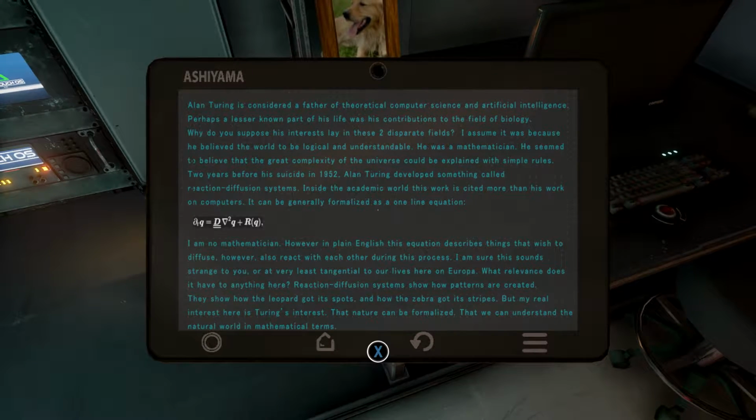Two years before his suicide in 1952, Alan Turing developed something called the reaction diffusion system. Inside the academic world, his work is cited more than his work on computers. It can generally be formulated as a one-line equation.